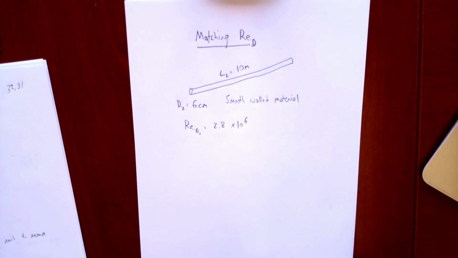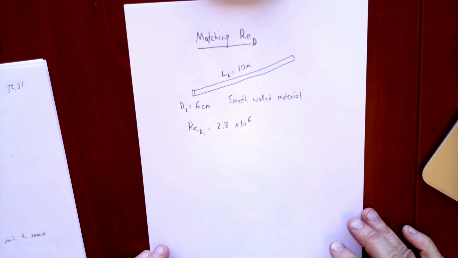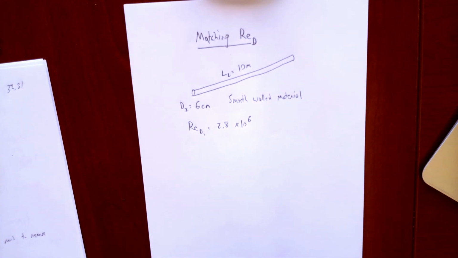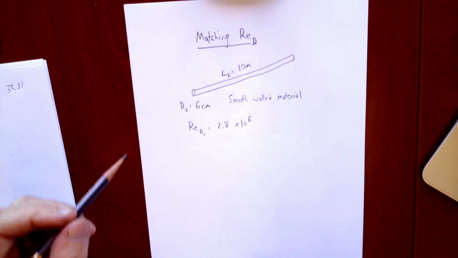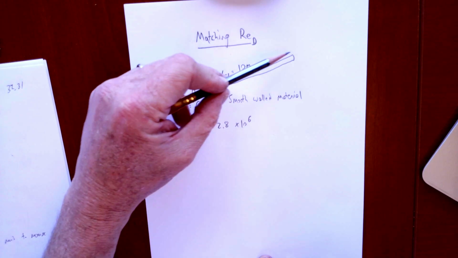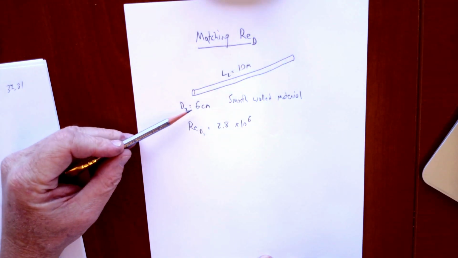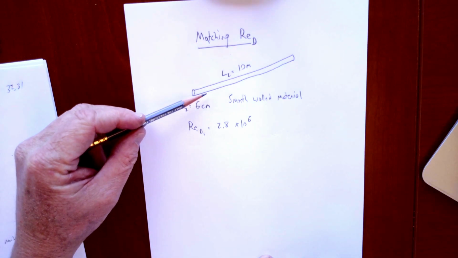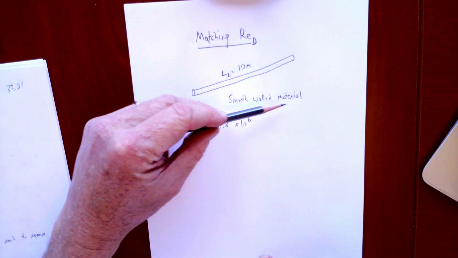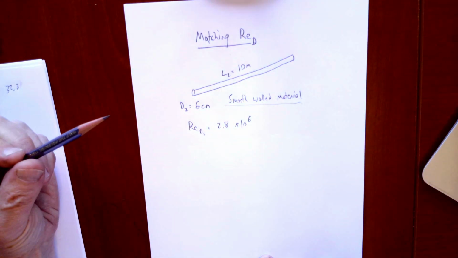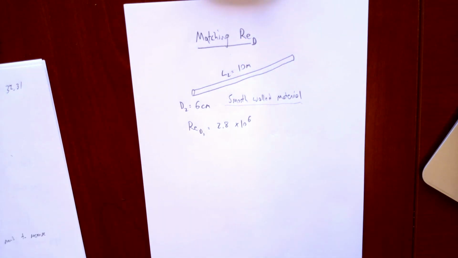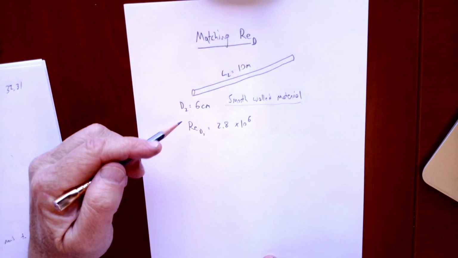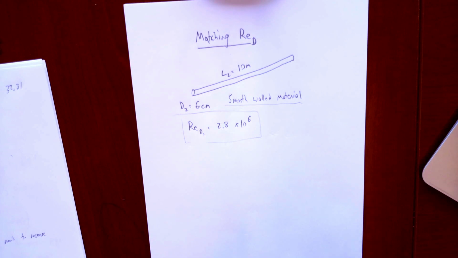So still trying to match the large pipe, 2,000 meter long, 12 meter diameter pipe. We have decided to go with a 10 meter long pipe that has a diameter of 6 centimeters, and that gives us geometrical similarity. And we have to go on with a smooth walled material because that's also required for geometric similarity. But we have to now match the Reynolds number, and the Reynolds number is going to allow us to have dynamic similarity.